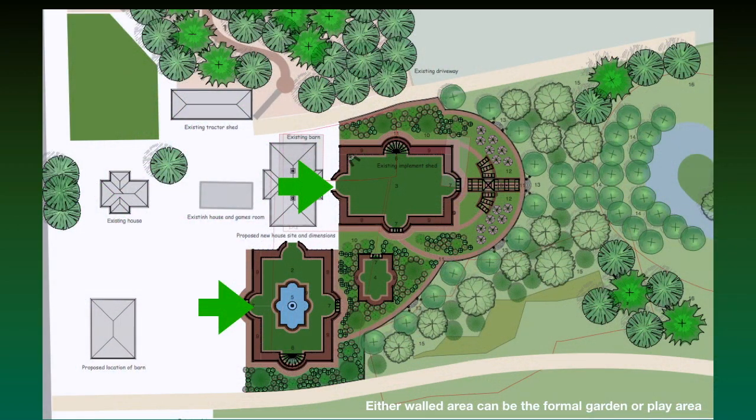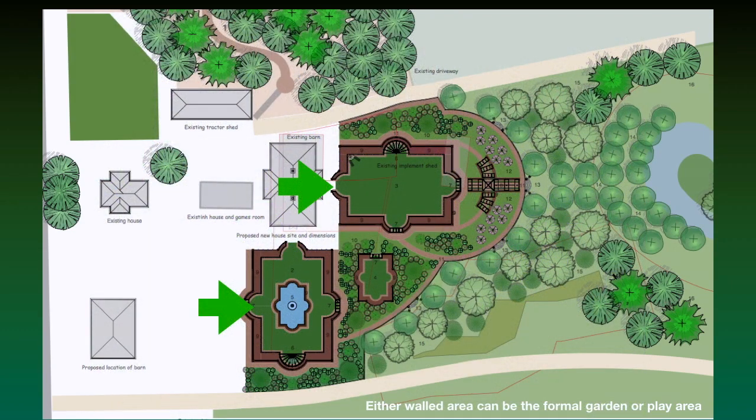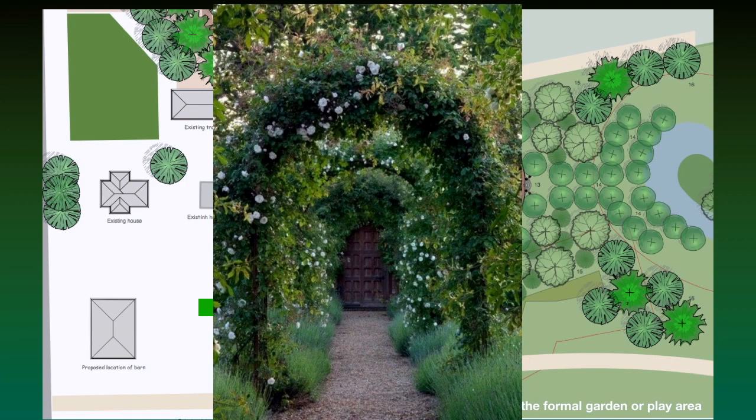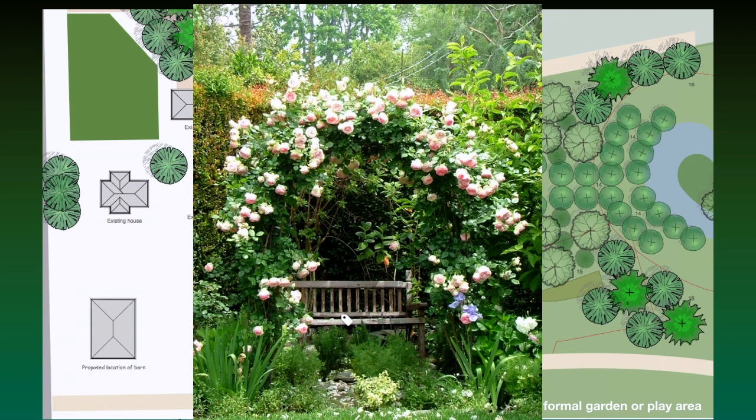Either one of these formal areas can be the formal garden or the play area. They are interchangeable. We put a water feature on the one to the side to indicate it as the formal garden for now. It doesn't have to be a water feature. For example, it can be plantings in different layouts. Additional features we put in are a secret garden that could have an entrance like this. There's another tier to the garden that could contain fruit trees and some nice sitting spots, such as this.